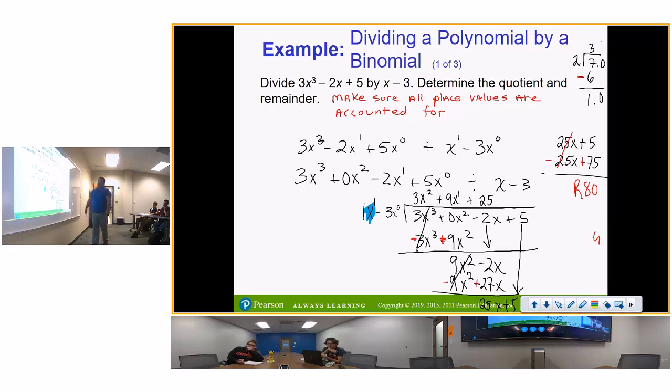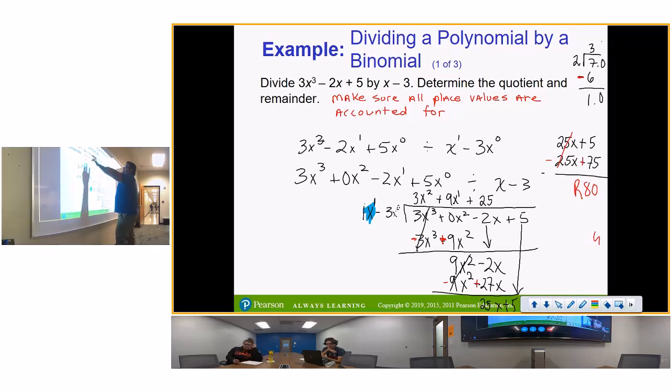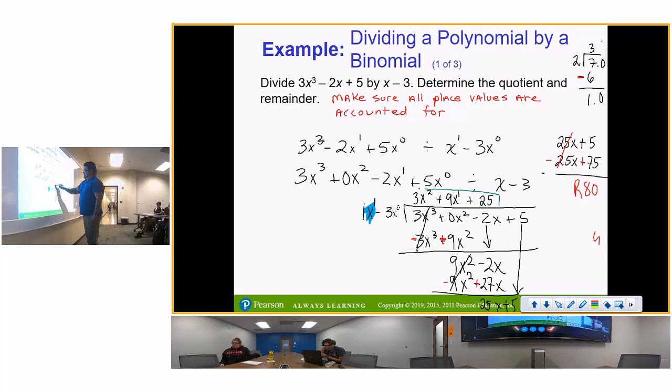So, how many times will x minus 3 go into this? It will go in, let me put a green, it'll go in this many times with a remainder of 80.